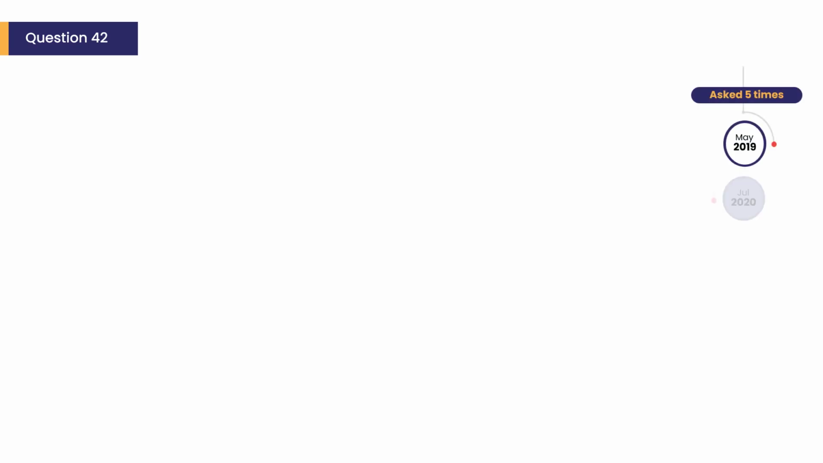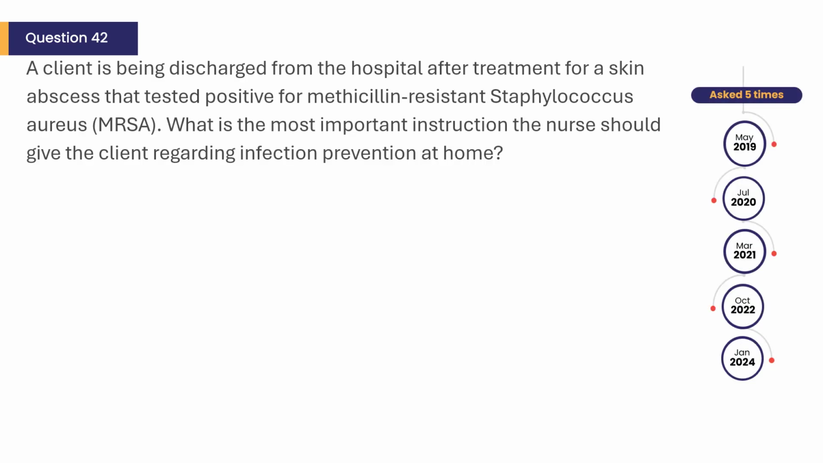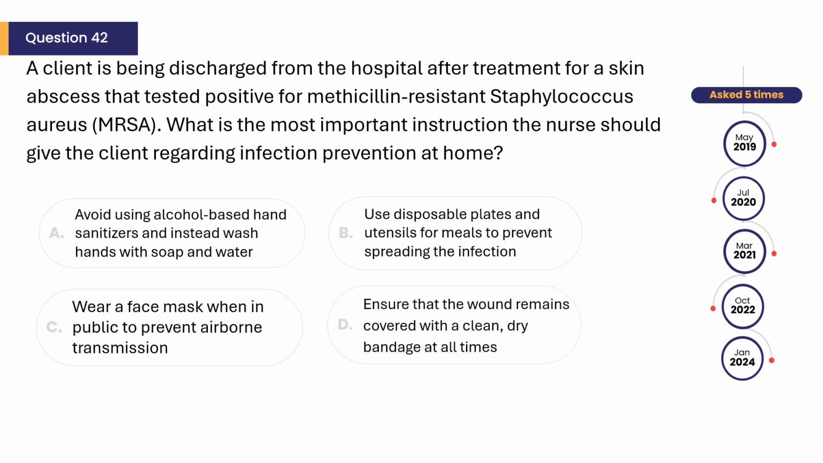Heart failure symptoms. This methicillin-resistant Staphylococcus aureus discharge instruction question has been asked 5 times in the last 5 years and is important for preventing infection at home. A client is being discharged from the hospital after treatment for a skin abscess that tested positive for methicillin-resistant Staphylococcus aureus. What is the most important instruction the nurse should give the client regarding infection prevention at home?